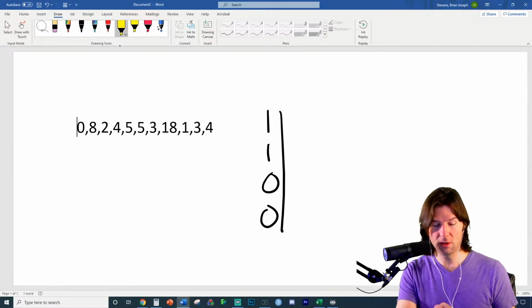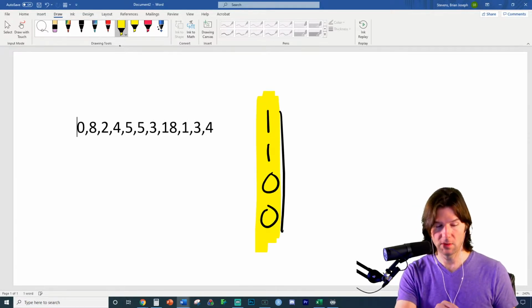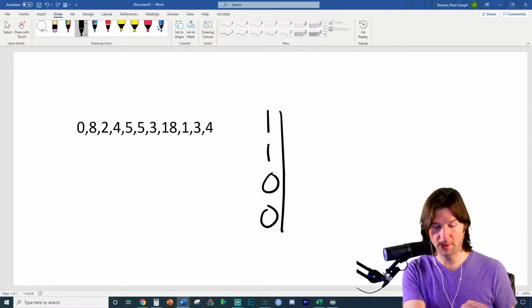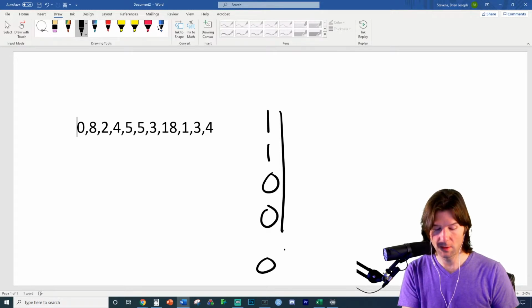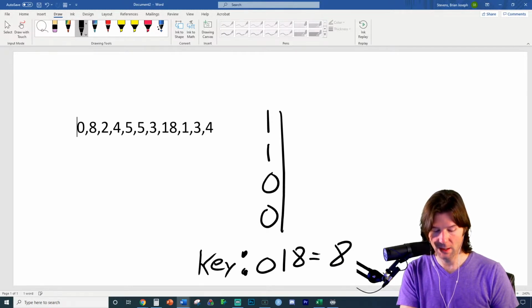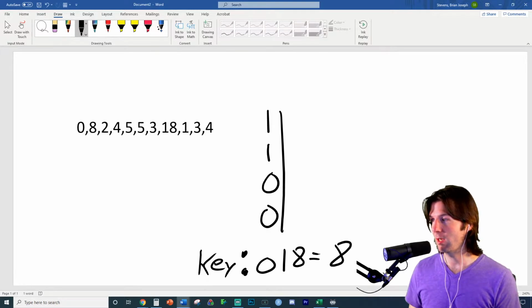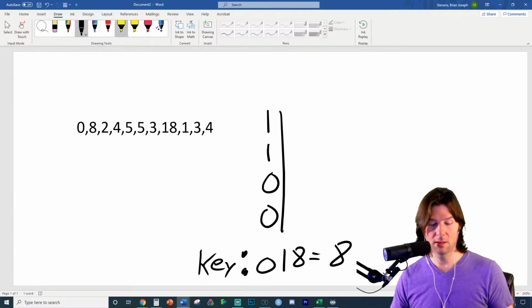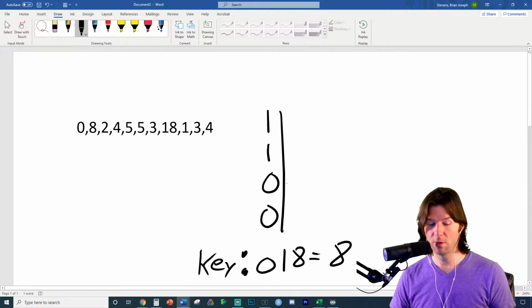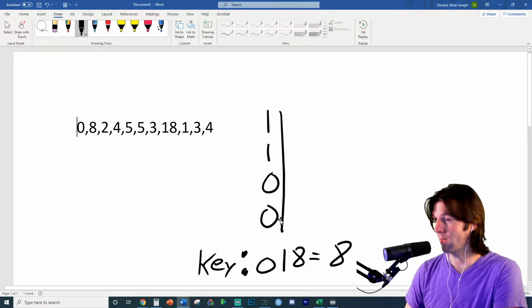So these do not represent observations. We need a key down here at the bottom that says something like 0-8 equals 8. So this is the key. Most stem and leaves have a key on it. That 0-8 means 8. So when you think about this, I've taken the numbers from 0 to 9, and I've cut them in half.